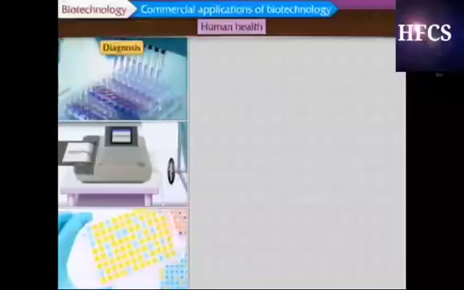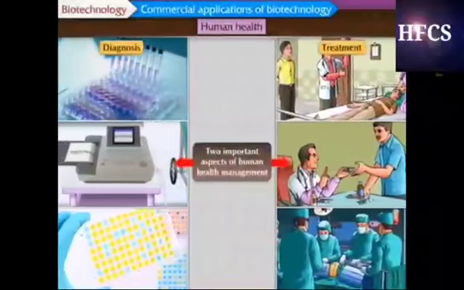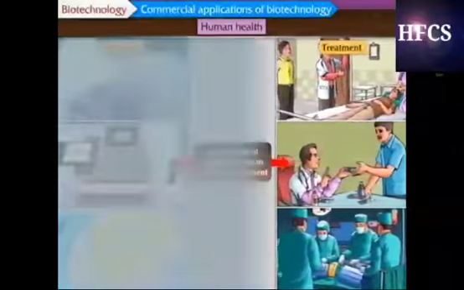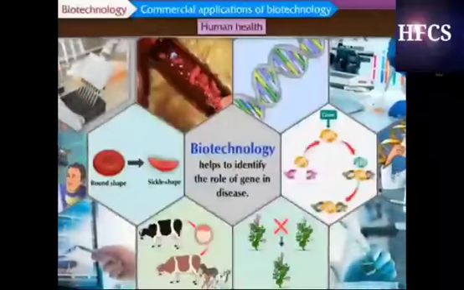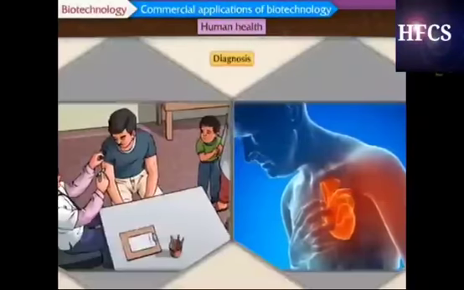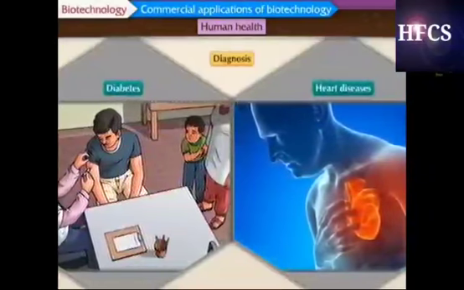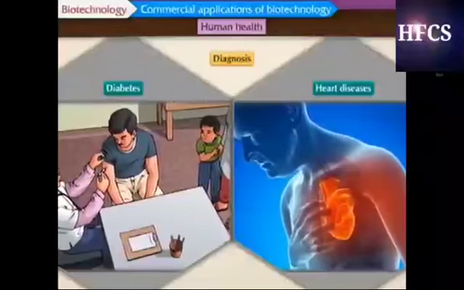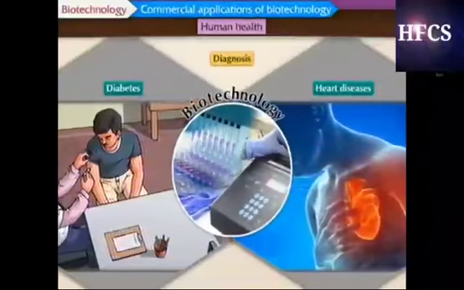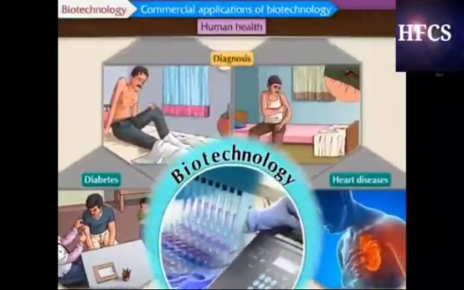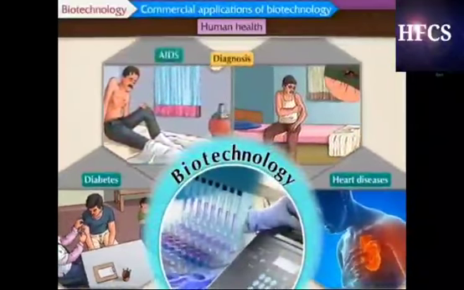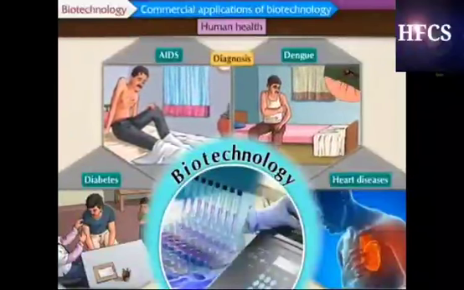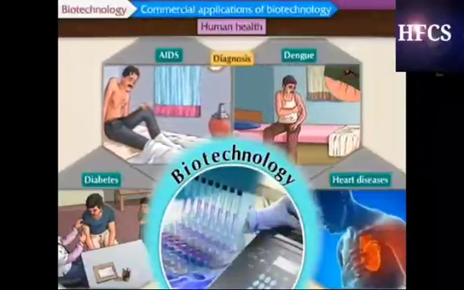Diagnosis and treatment of the disease are two important aspects of human health management. Biotechnology helps to identify the role of genes. Diagnosis of diabetes and heart disease has become possible even before the onset of symptoms with the help of biotechnology. Diagnosis of diseases like AIDS and dengue can be done within a few minutes. Hence, treatment can be done at the earliest.